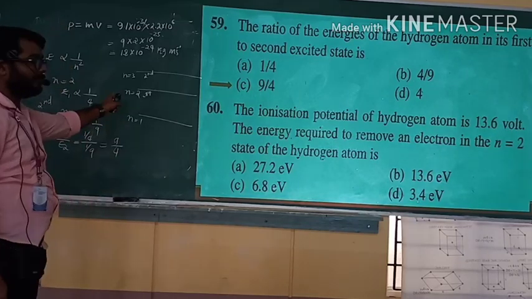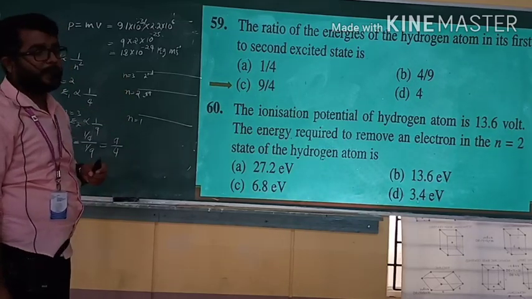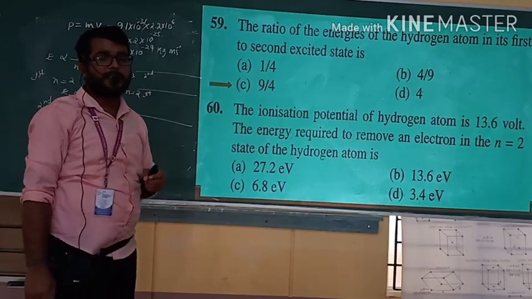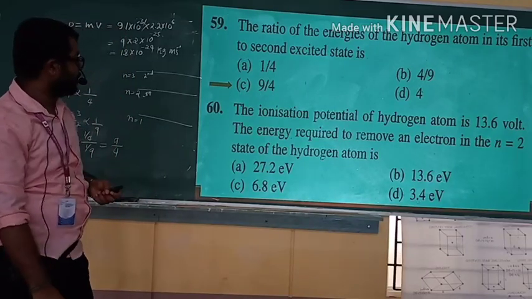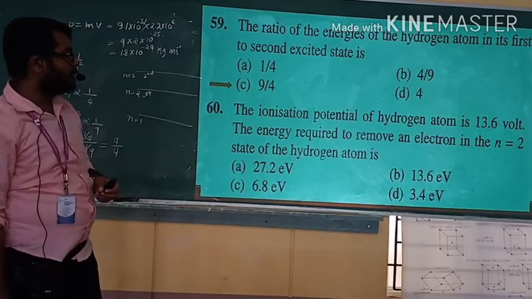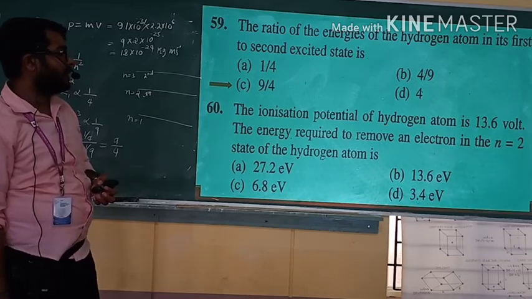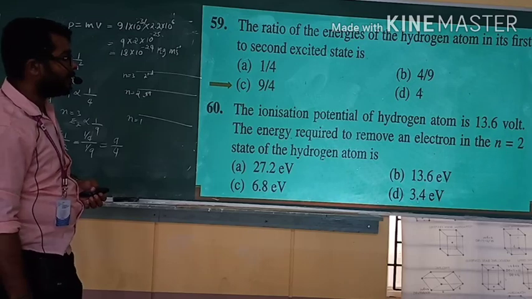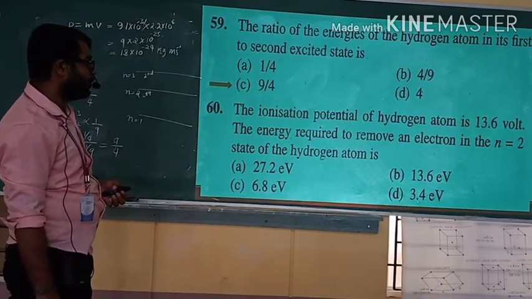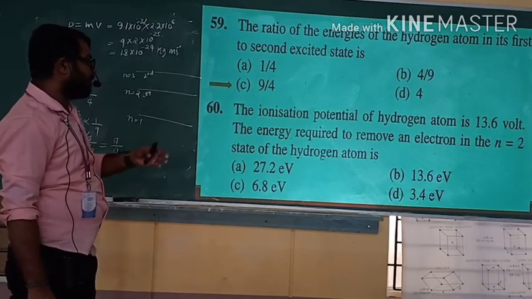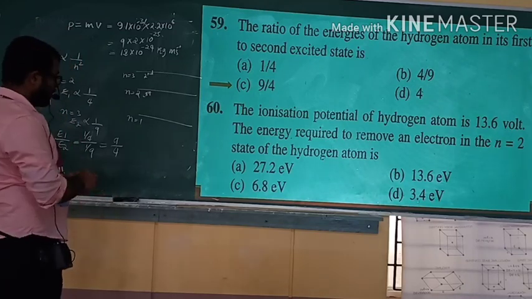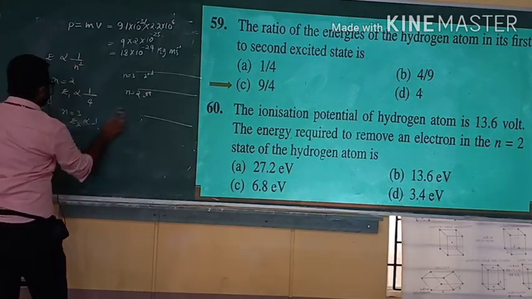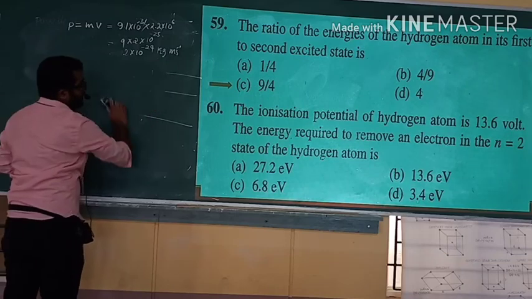So be careful: this question is easy, but you must look correctly at first excited and second excited. Next, the ionization potential of a hydrogen atom is 13.6 volt. The energy required to remove an electron in the N is equal to 2 state of the hydrogen atom. Again, find the energy.